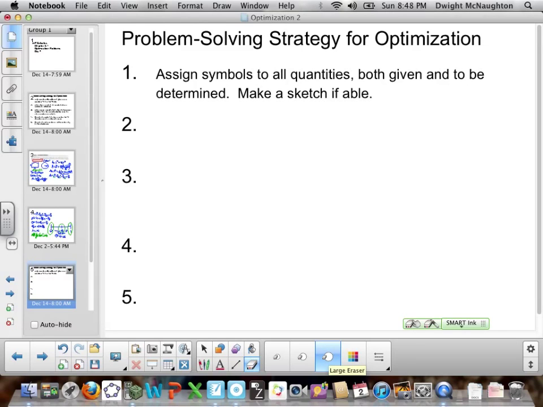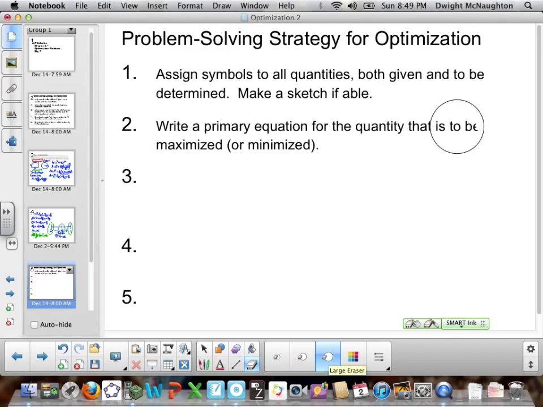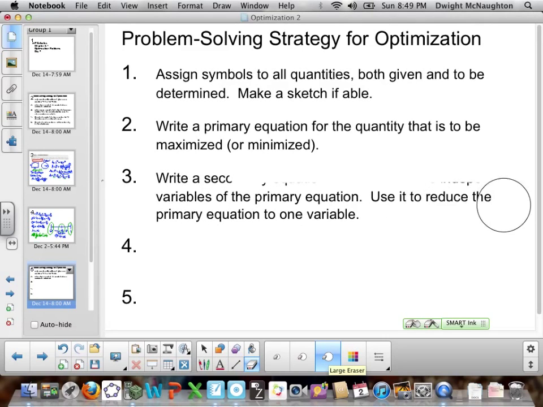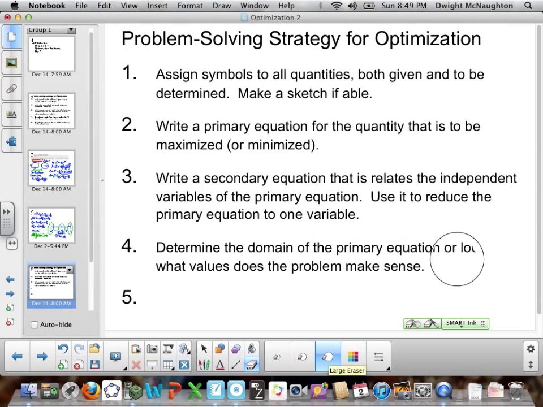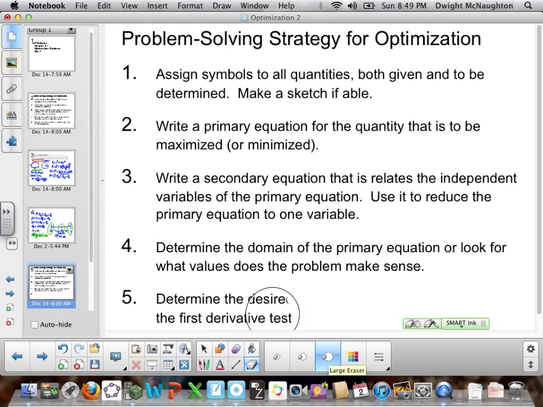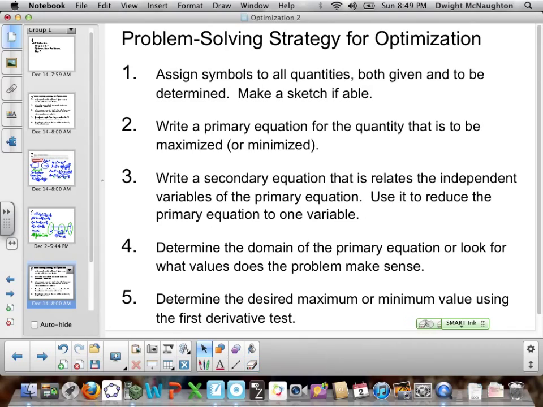Once your variables are defined, let's write an equation. A primary equation. What do I want to optimize? What do I want the most of? What do I want the least of? And remember, don't worry if there's more than one variable in a situation. Once you've done that, then worry about the fact that there's more than one variable in the situation. And you'll do that by writing a secondary equation to get rid of those other variables. Once you've got your variables eliminated, let's look at domain. What values make sense in the problem? And then we will solve the problem, optimize it using the first derivative test.